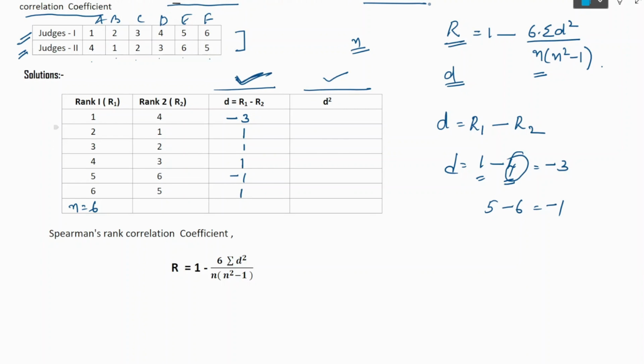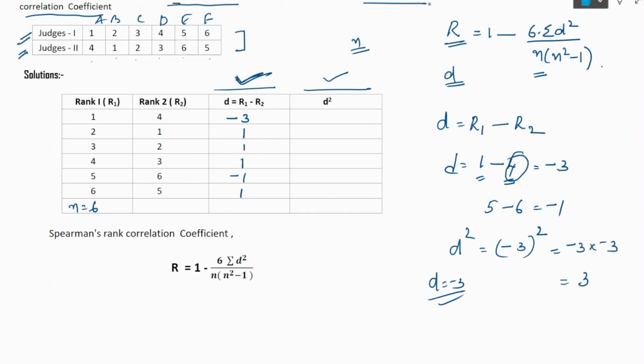R1 minus R2: minus 3, 1, 1, 1, minus 1 and 1. Now what is the next? We are going to calculate D square. D square means, here, the first value: minus 3 the whole square, because D equals minus 3. What's the meaning? Minus 3 into minus 3, the answer is 9.